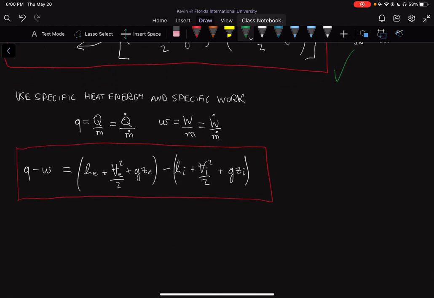So we can just rewrite the second equation as q minus w is equal to he minus hi plus (ve squared minus vi squared) all over 2 plus g(ze minus zi). So just combining the enthalpy terms, combining the velocity terms, and combining the elevation terms.